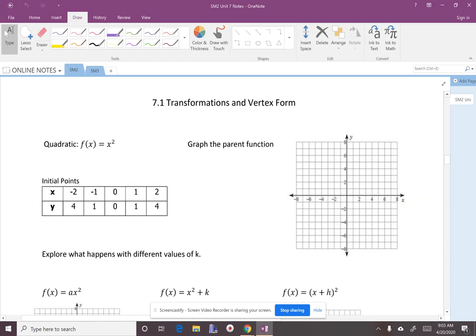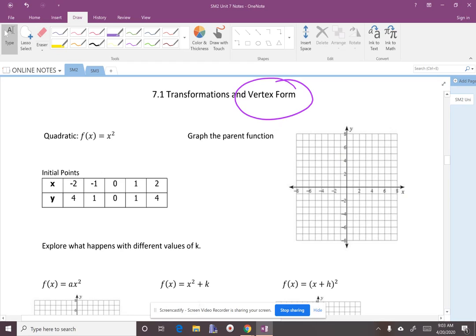Okay, so 7.0 was kind of a lot of information in one, and the main thing that you need to know from 7.0 is that there are 3 different forms that we can write quadratics in. But this one, 7.1, we're going to focus specifically on vertex form because I think personally vertex form is super helpful and it's the easiest, okay?